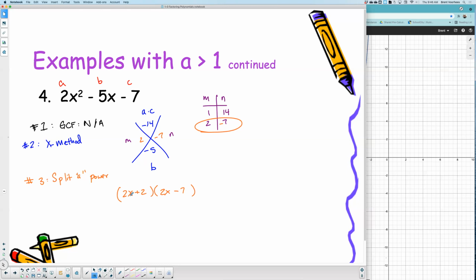On the Anna table, will this problem have a bottoms up step? Yes. Why will we? Because it's greater than 1. That's correct. Our A value is greater than 1, which means somewhere in here we'll divide by the factor of 2. Will it be the front parenthesis or the back parenthesis? The front. So when I divide that by 2, we're left with our answer. X plus 1 times 2x minus 7.